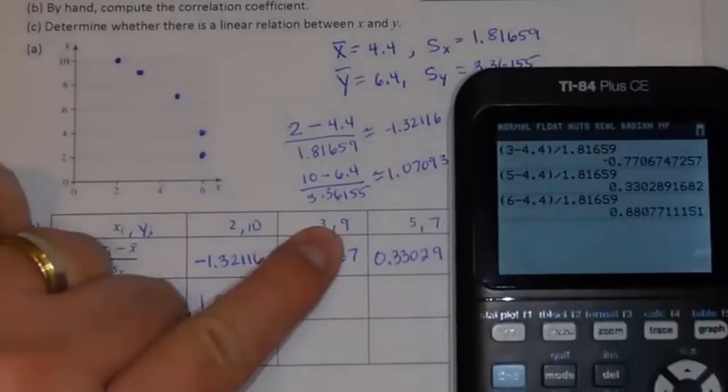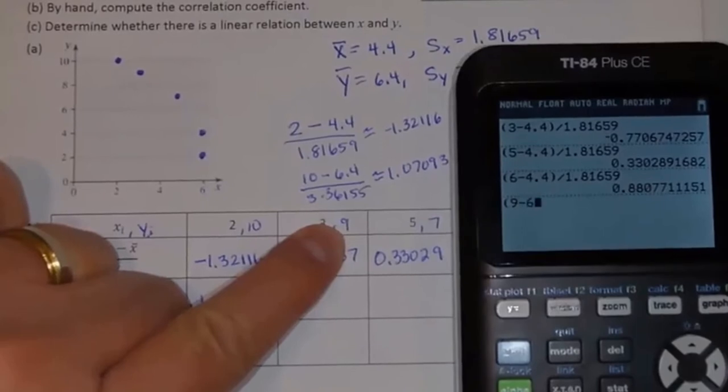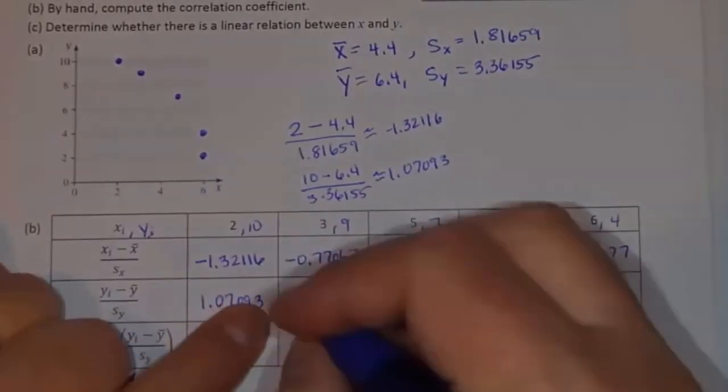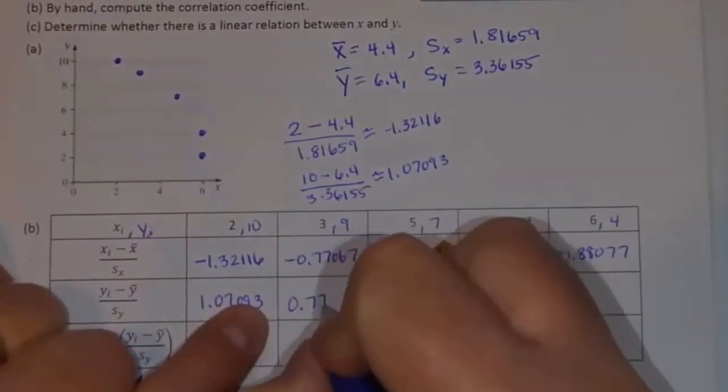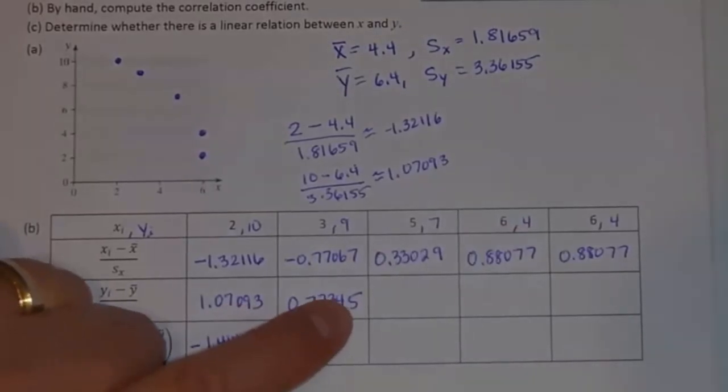So for my first point, I have 9 minus, now y bar is 6.4, close parentheses, that's going to be divided by 3.36155. And so that is 0.77345 if I round to 5 places.